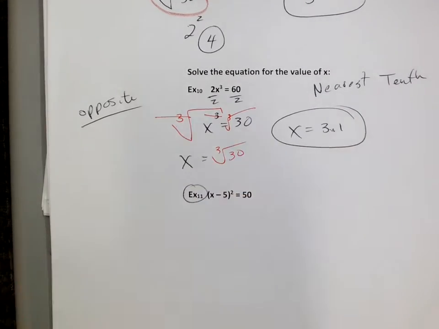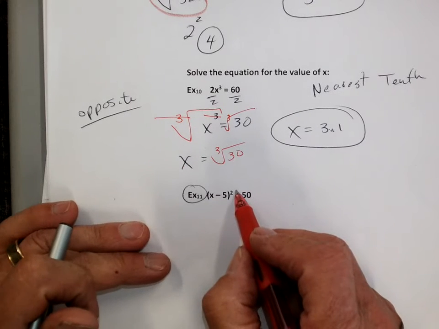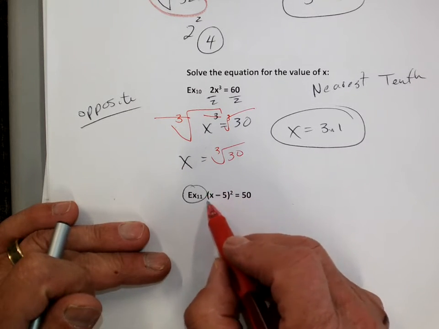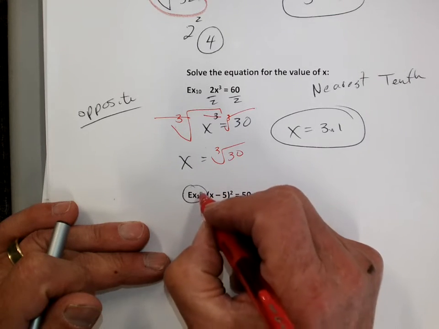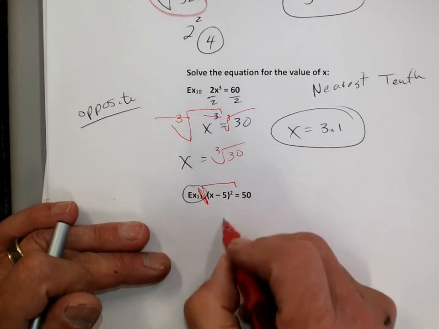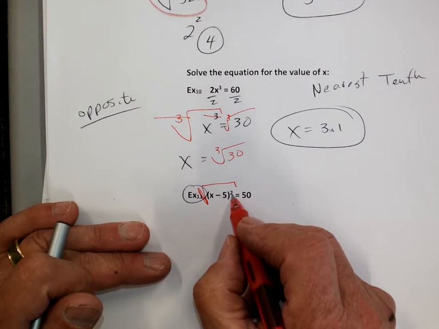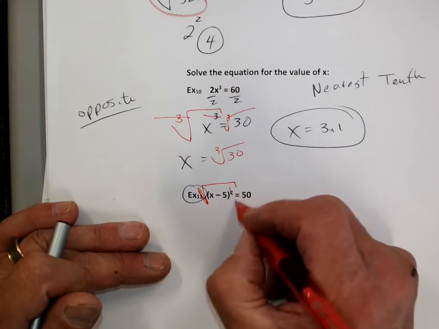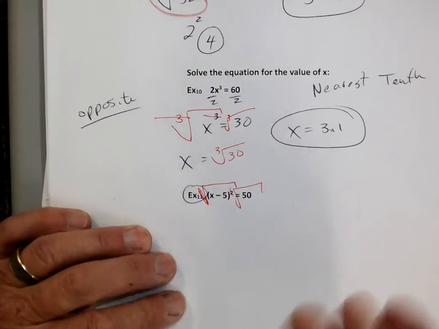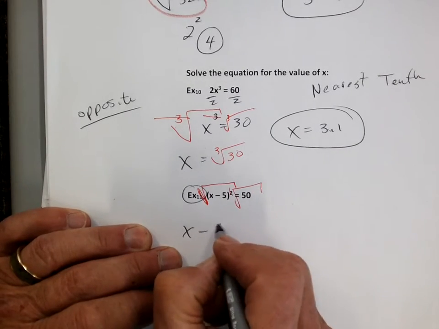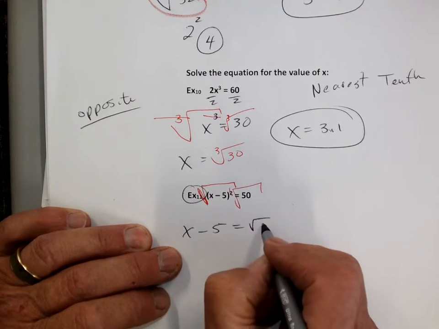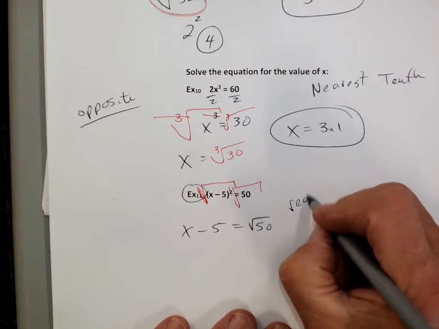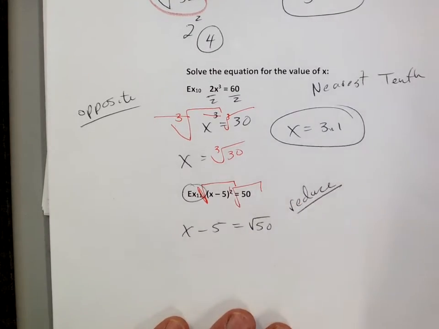Okay, example 11. So let's undo it. So since this is all inside the square, to undo it, we'll square root first, right? We'll square root because it's the opposite of squaring. So if I square root this square, it'll cancel out the square, but I also have to take the square root of 50. So I get x minus 5 equals the square root of 50. Now, I'm going to reduce it so I have a nice answer. I don't want a decimal answer.